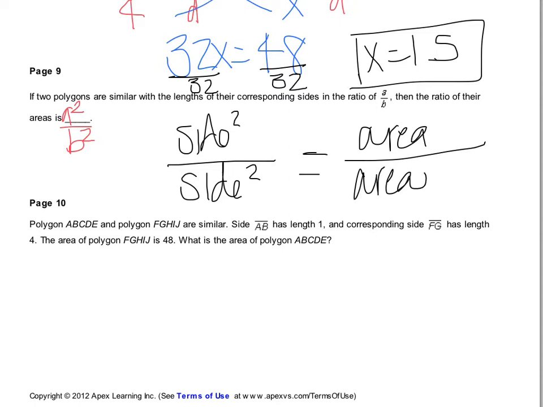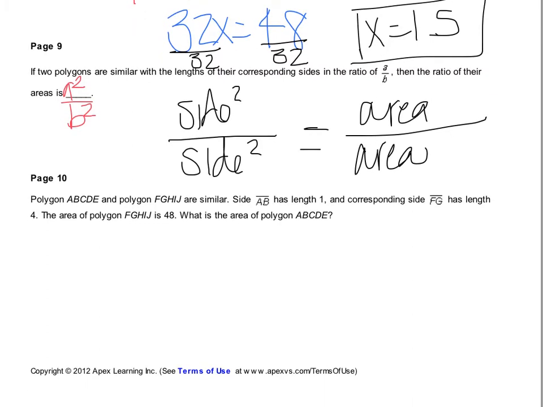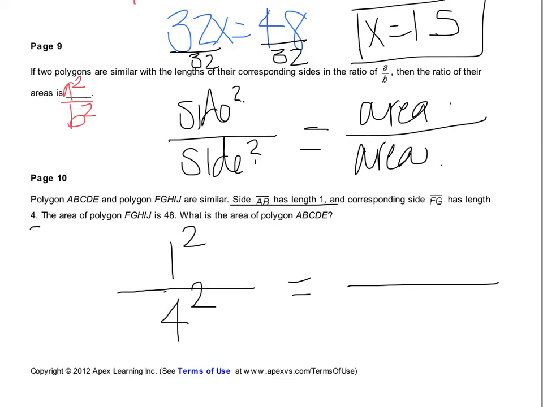So for the page 10, polygon ABCDE and polygon FGHIJ are similar. Side AB has length 1 and corresponding side FG has length 4. The area of polygon FGHIJ is 48. What's the area of polygon ABCDE? So I'm going to do a proportion. So it says that it's side squared over side squared equals area over area. So my first side I'm given is 1, so I'm going to put 1 squared over my other side that I'm given is 4, so 4 squared.